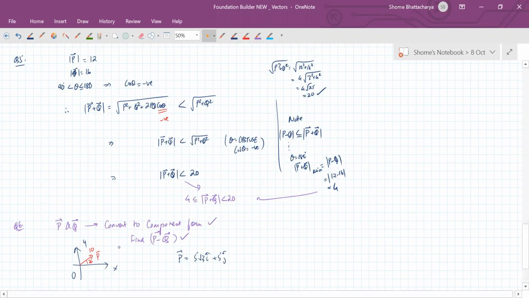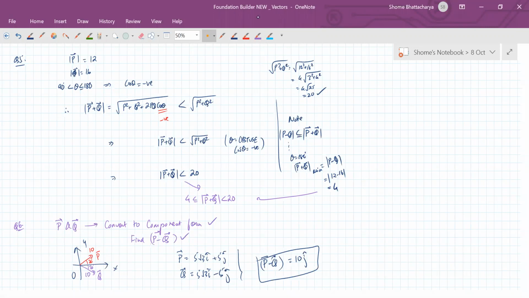Now similarly, the vector Q is like this with this angle 30 degrees and again the magnitude 10. So the vector Q in component form will become 5 root 3 i cap minus 5 j cap. So now you can just see that P minus Q is just becoming 10 j cap. Okay, that's it. So pretty simple. So that's the sixth question.